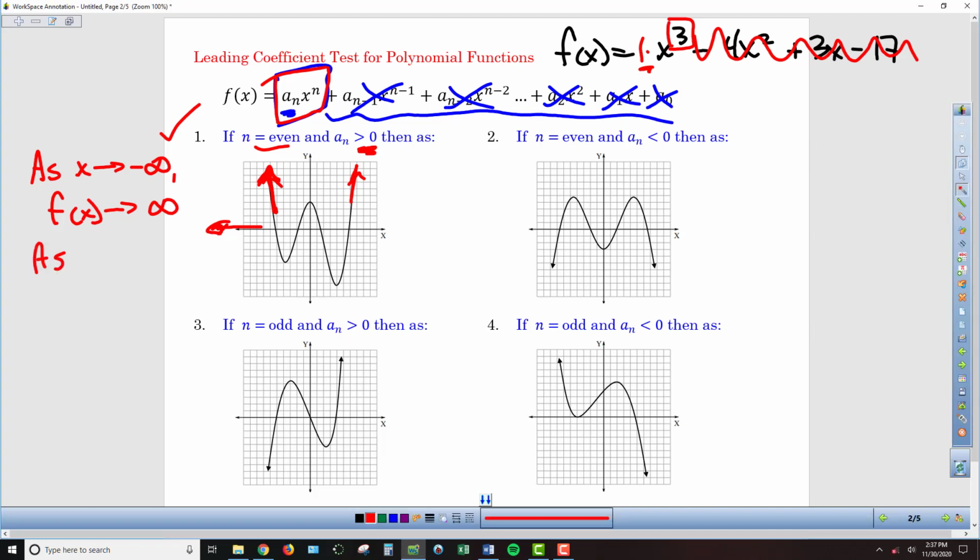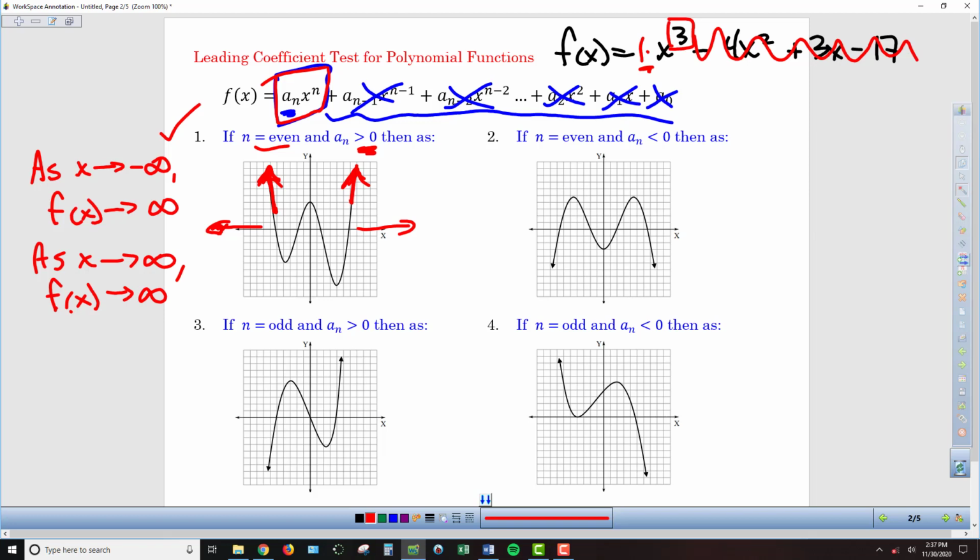And the same statement can be said for the other side. So as x approaches positive infinity, meaning as we move farther and farther to the right along our graph, as we plug in larger and larger positive numbers for x, which way does our graph take off to? Which way does it go? Well, we can see here it's also going to take off and go up to positive infinity.